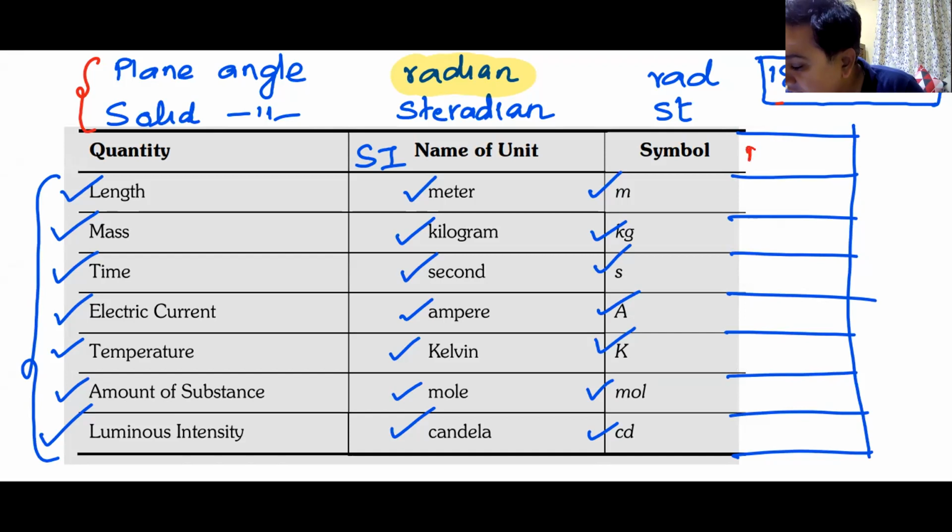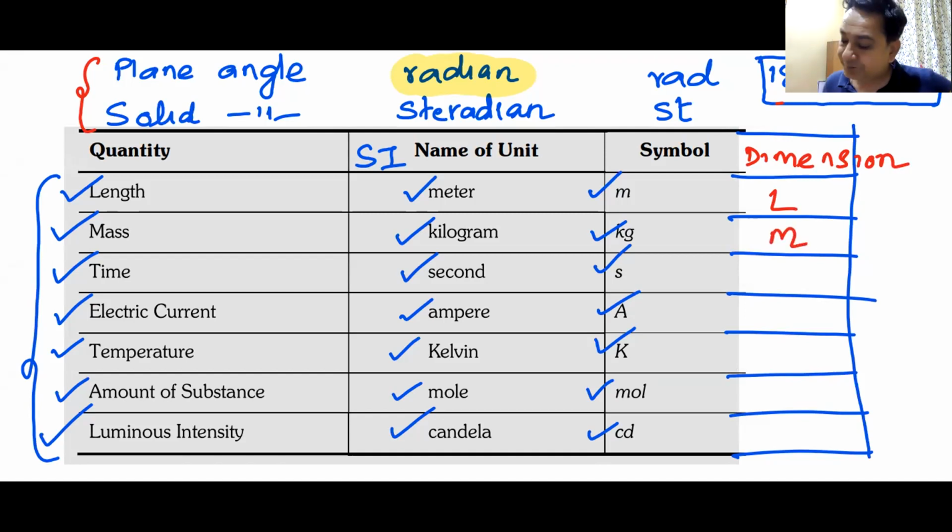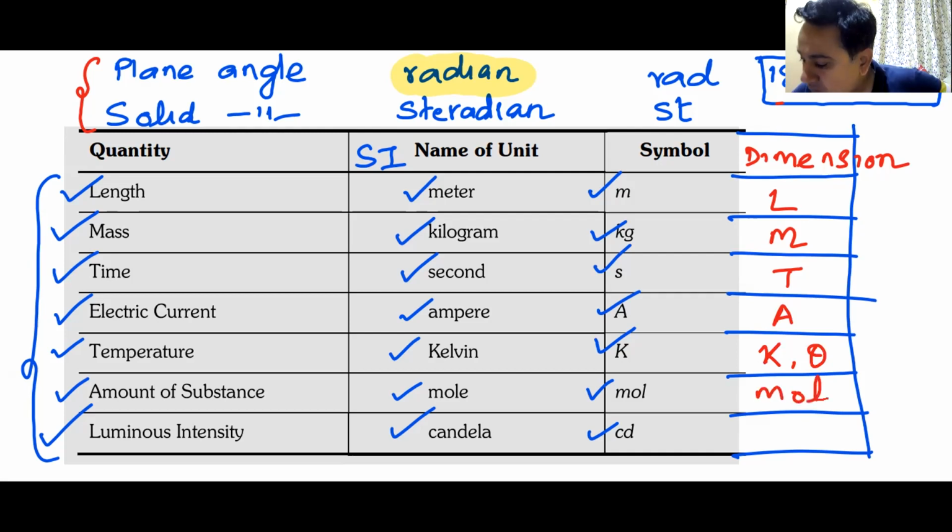First of all, I will write the heading: dimension. Space is less, but I will just write it. For length, we use capital L. Do we know this? Yes or no? For mass, we use capital M. For time, we use capital T. X, Y, and Z, L, M, and T. For electric current, ampere, we use capital A. For temperature, you sometimes use K, sometimes you use theta. Whatever, you understand, Kelvin or theta. For amount of substance, we use MOL. For luminous intensity, we use CD.